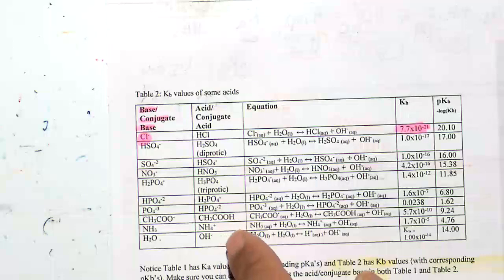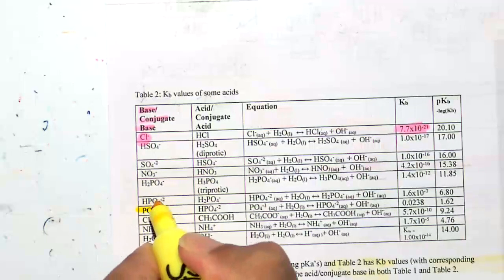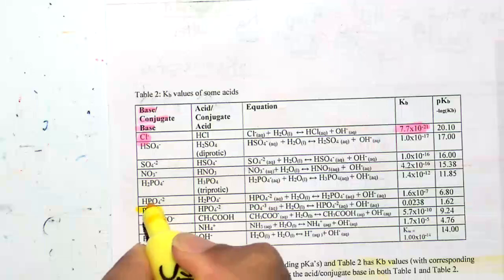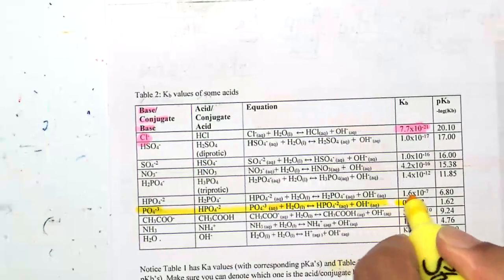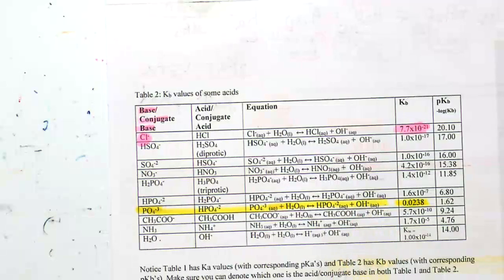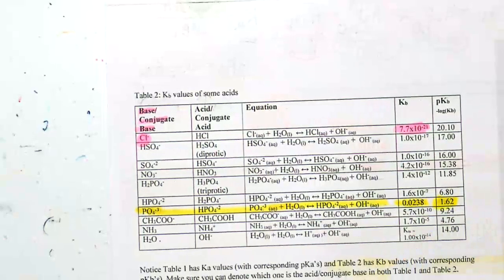Maybe this one, phosphate. Phosphate may be a good source of OH minus, because phosphate can react with water, giving you hydroxide ion, and the Kb for that is 0.0238, with a pKb of 1.62. So that could be a good source of OH minus.